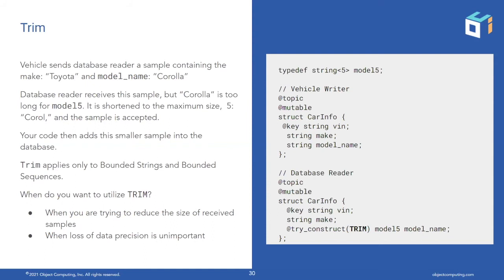And trim is when you want to reduce the size of received samples or when data precision is unimportant. So in this case, we've decided that 5 is all we need to uniquely identify the model of a car. And so we don't care about the data precision beyond those 5 characters.